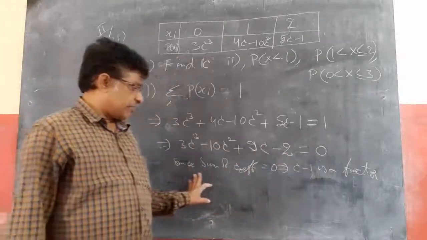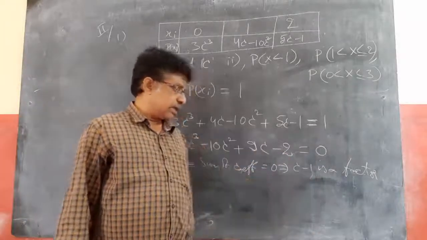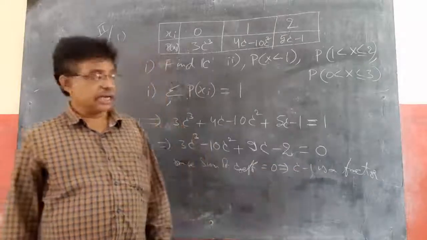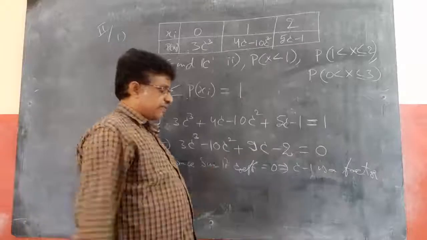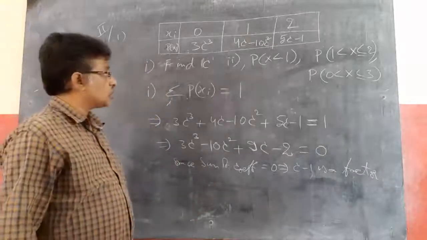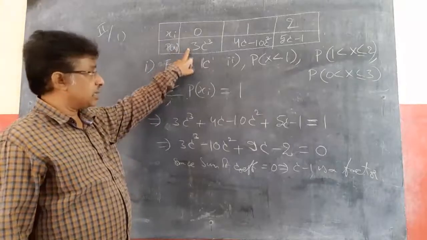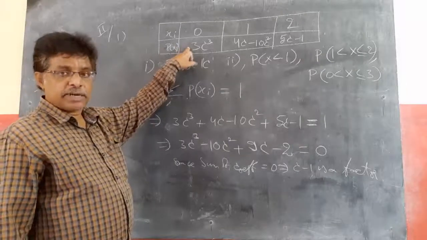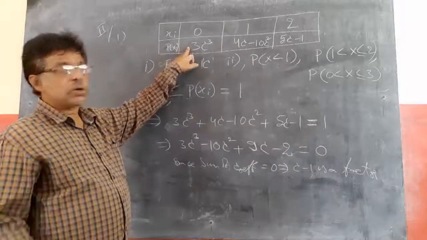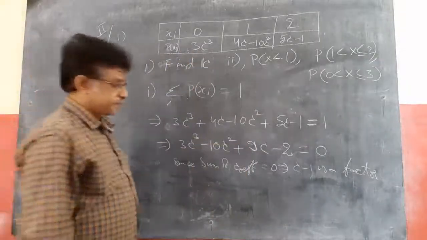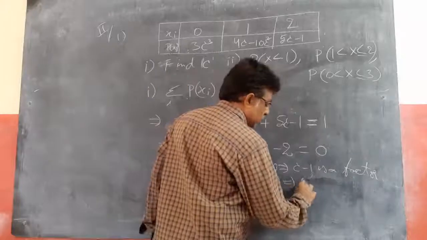So if the sum of the coefficients equals 0, then c minus 1 is a factor. Now c minus 1 is a factor means c equal to 1 is one root. If I substitute c equal to 1, this becomes more than 1. But probability always lies between 0 and 1. So c cannot be 1.